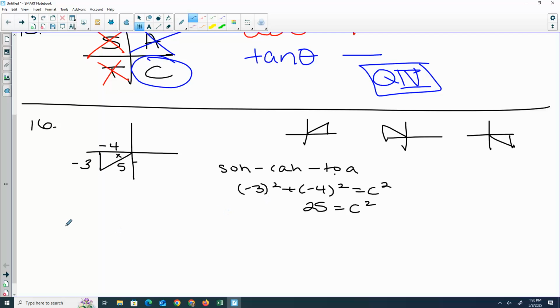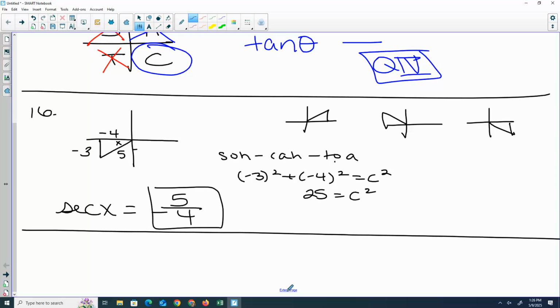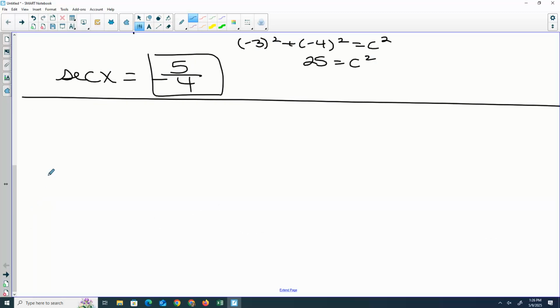So now we're looking for secant. So that's the reciprocal of cosine. Cosine's adjacent over hypotenuse, so secant would be hypotenuse over adjacent. So negative 5/4. Is that okay?